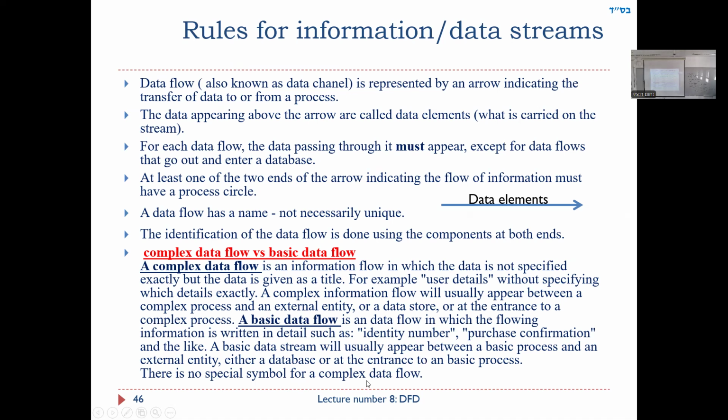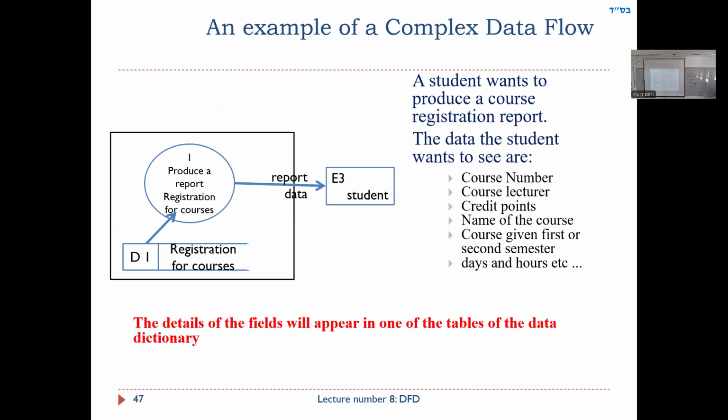There's no special symbol to differentiate them. But sometimes you'll see more detail or less detail, and the less detail would be with the complex processes. So here you have report data. Produce a report for registration for courses. He reads from the registration courses database, and he produces the report, and the report goes to the student.